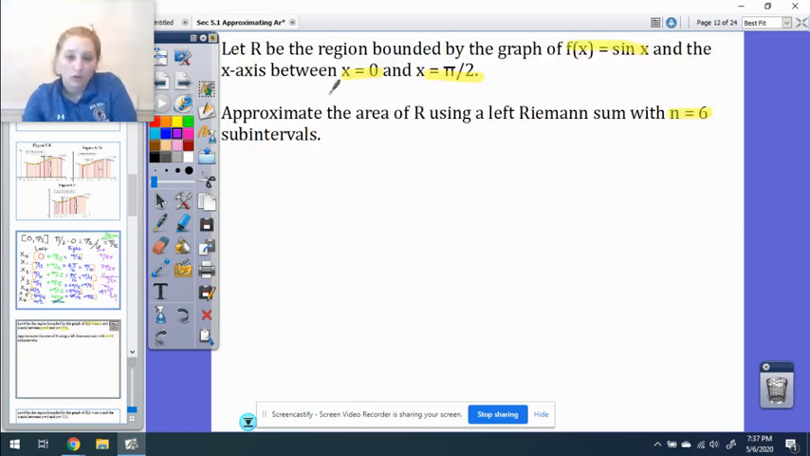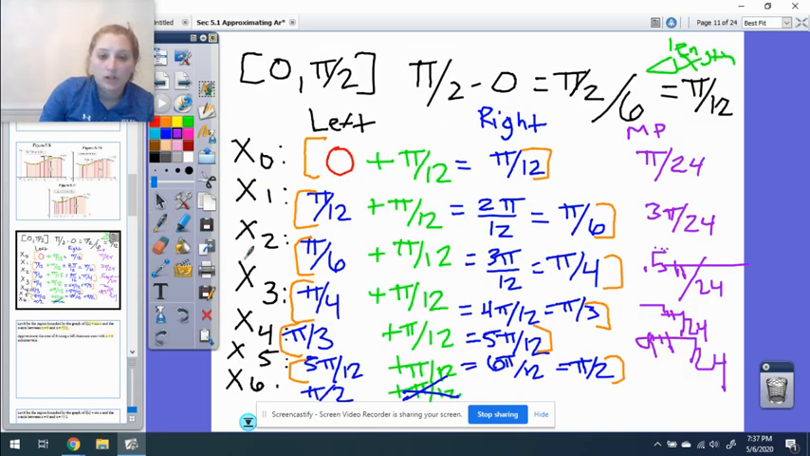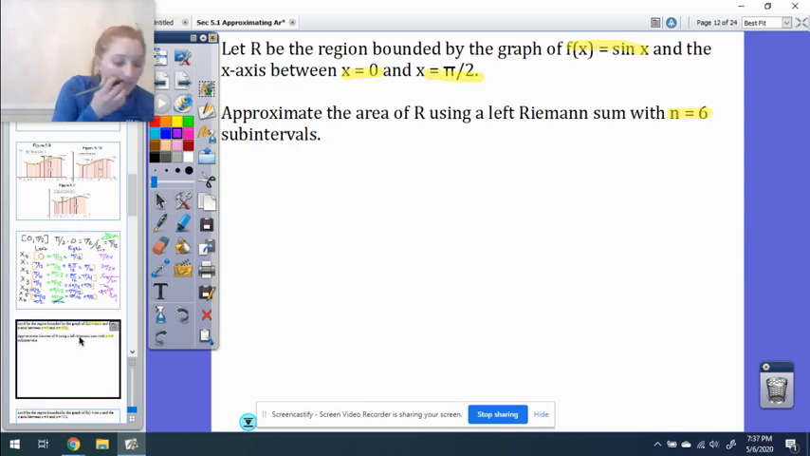Okay, so we're starting with left. So when we're starting with left, that means looking at these values, I'm going to be using 0, pi over 12, pi over 6, pi over 4, pi over 3, and 5 pi over 12. I'm not using pi over 2 because that's the right bound of this set, okay? So what we're doing is multiplying our length, which is, okay, yeah, I need to restart that.